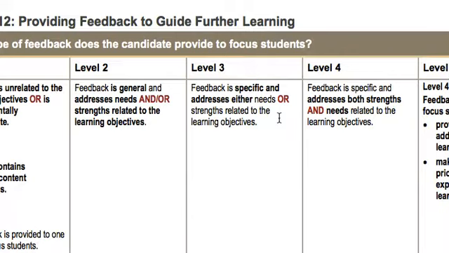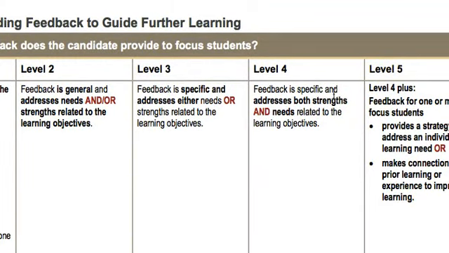Again, the bar is set really low here. They ask you to do both, but it seems like they're okay if you do one or the other, which is odd to me. Level 4, feedback is specific. Again, it needs to be specific. You need to get on those specific problems that target the related skills, what went wrong with the related skills, and how you can fix it. Also targeting what went right with those related skills. What is the student doing really, really well at? And then even how they can extend that even further, but in a way that is still complementary. So it addresses both strengths and needs related to the learning objectives.